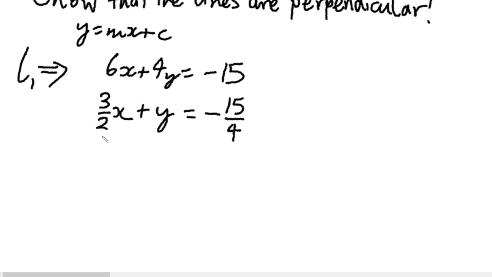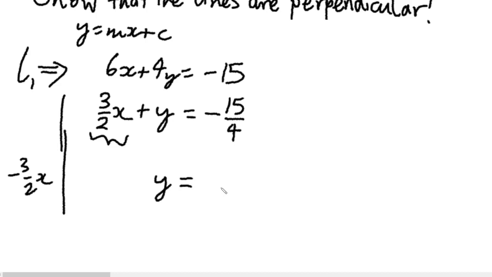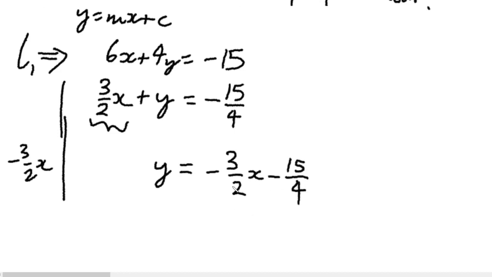And then we move the x term to the other side of the equation by subtracting it from both sides of the equation. So if we minus 3 over 2 x, then the equation becomes y is equal to minus 3 over 2 x minus 15 over 4. And this is useful to us because the gradient here of this equation in the form y is mx plus c is minus 3 over 2.